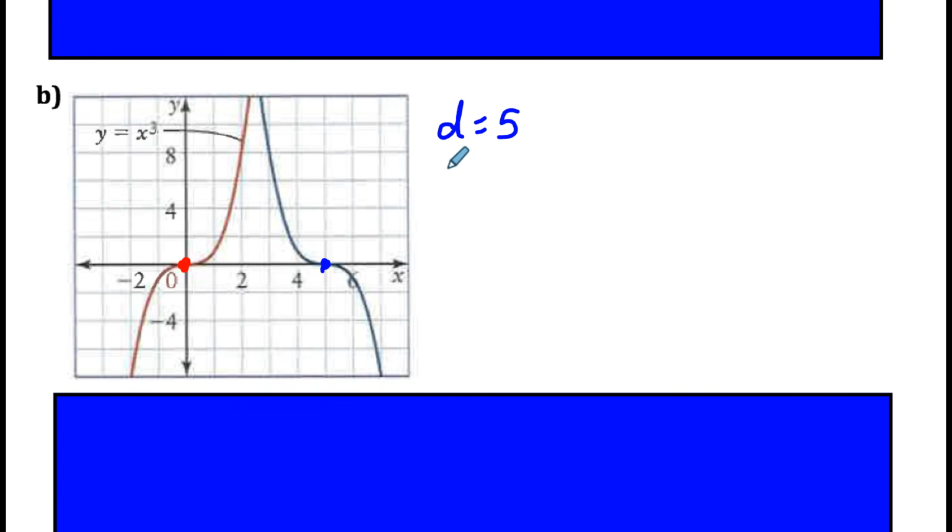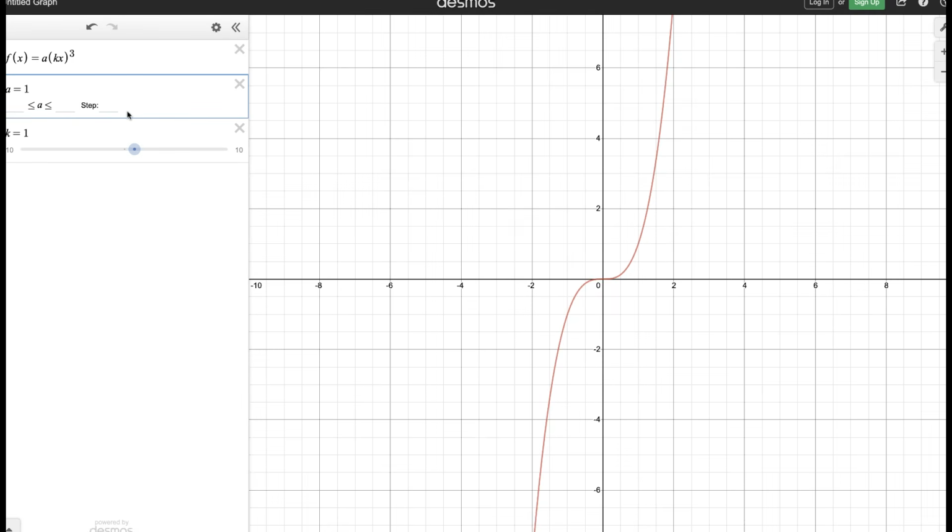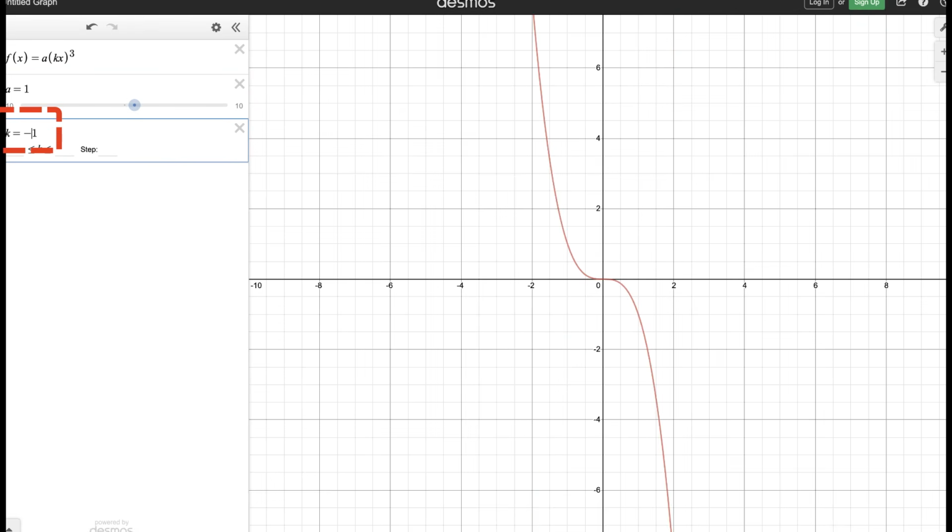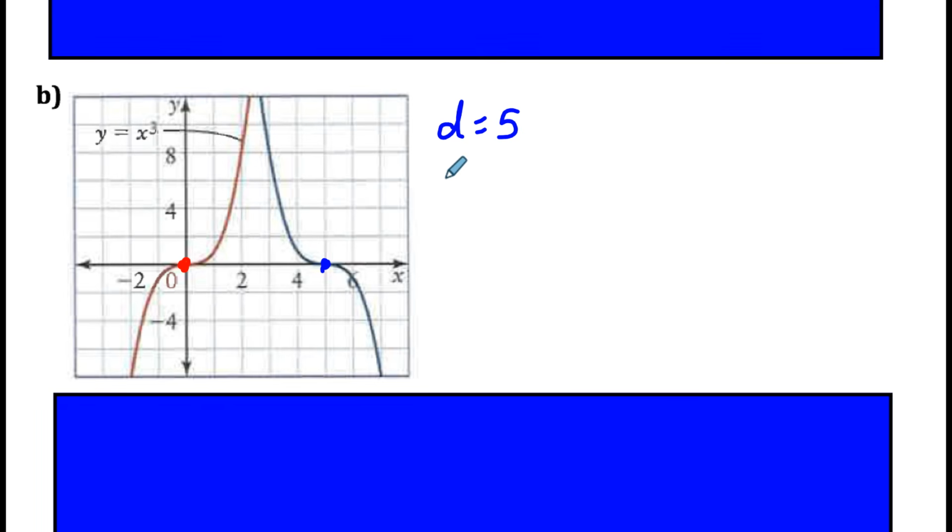Let me just prove to you that they do the same thing in Desmos. Okay, so there's x cubed. It wouldn't matter whether I made a -1 or k -1. They would do the same thing. So we can choose whichever one we want. I will choose the a value to be -1 in this case.